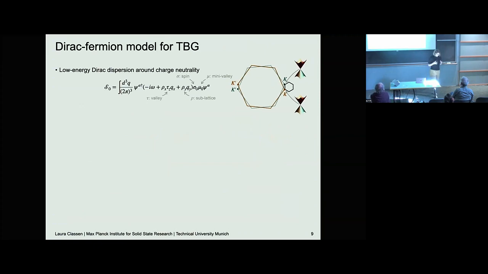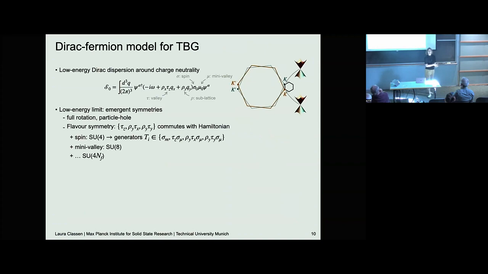Then if you want to describe these Dirac electrons, you can write down the usual Dirac action, a Lagrangian, and here several different degrees of freedom are important from twisted bilayer graphene. First of all, we have the original valley and sublattice degree of freedom from the graphene lattices, and this is what forms our Dirac algebra. And then, at least trivially, in the kinetic energy, the spin appears and the so-called mini valley, which tells us that we have basically two flavors of these Dirac fermions with the same chirality in each of the original valleys K and K prime.